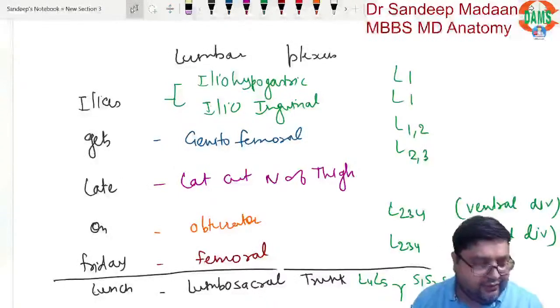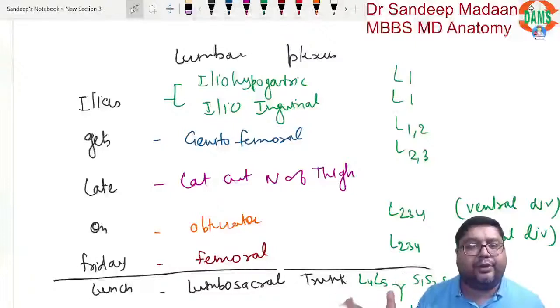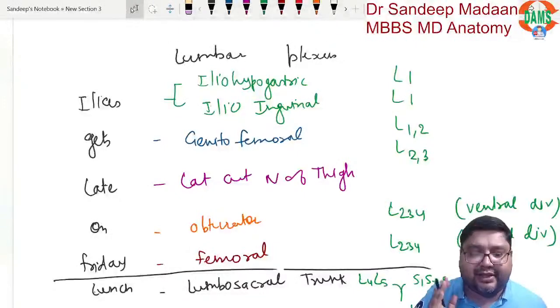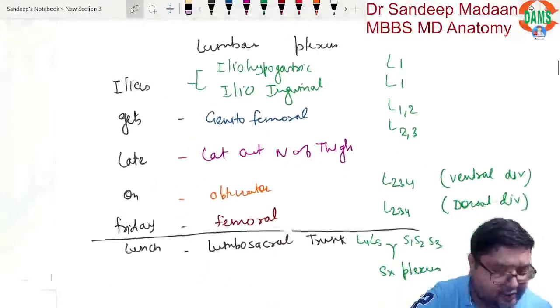Root values will be what? Iliohypogastric starts from L1. Genitofemoral L1, 2, lateral cutaneous L2, 3. The next two remaining will be both L2, 3, 4: obturator and femoral. But which one will be dorsal? Femoral will be dorsal even though it is present in the ventral aspect. Why is it present in the ventral aspect? Because of the reverse rotation.